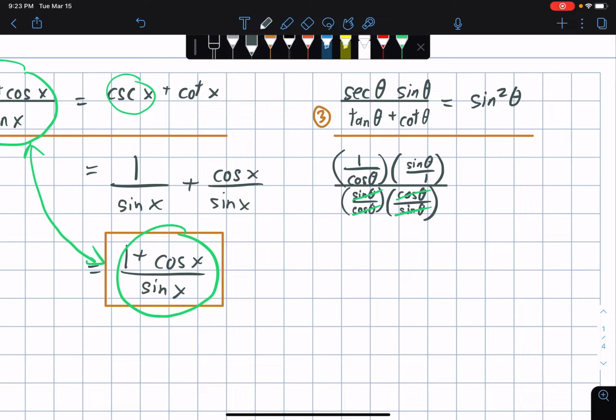So any fraction with a denominator of 1 will always be equal to its numerator value. So always remember that. It's very integral, especially when verifying trigonometric identities. Okay, let's proceed. 1 over cos theta, so we just simplify that, we get sine theta over cos theta.